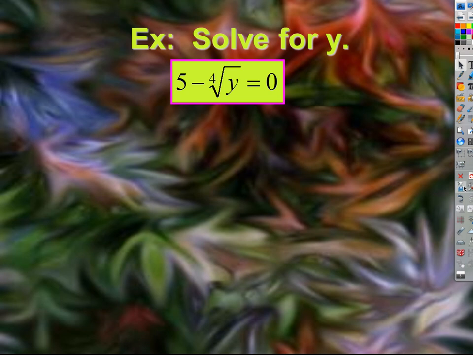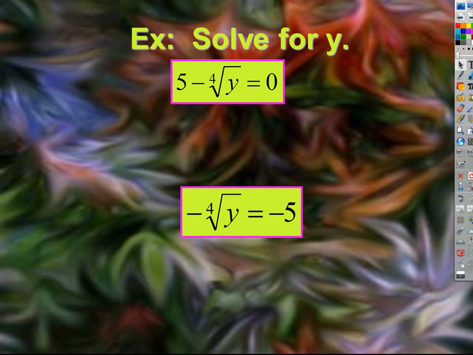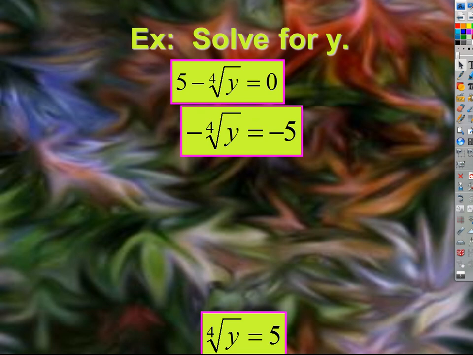What am I going to do here? Got to solve for y, so I have to isolate y. Subtract 5. Okay, good. Now what? Either multiply or divide by -1. Good. Now what, Braxton? What are we going to do?